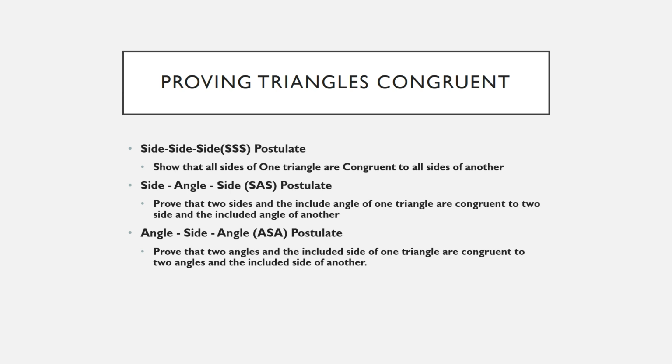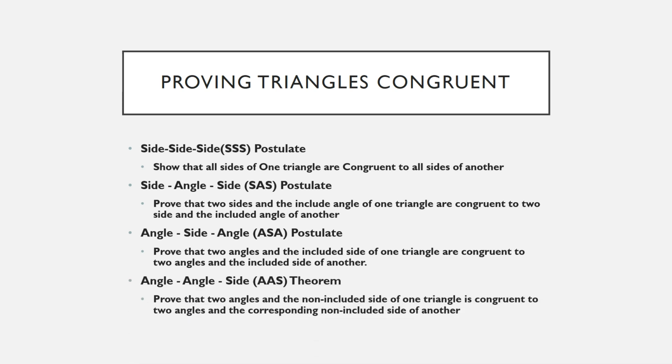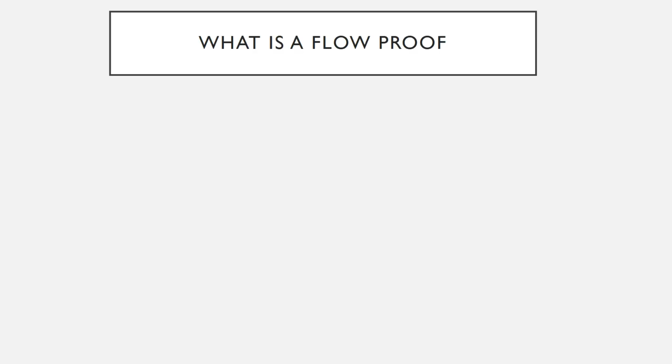Then we had angle, side, angle, which is kind of similar to side, angle, side, except it's two angles, and then the side that is in between those angles is congruent to the same two angles inside of another. And then we have angle, angle, side. So that's two consecutive angles and then a side that's not included in those two angles. So it's two angles and then another side off of those angles is congruent to the same two angles inside of another. So let's take a look at our first example.